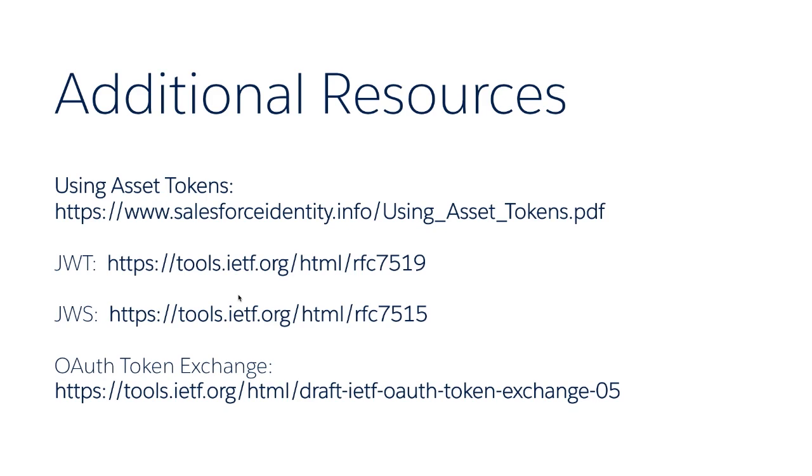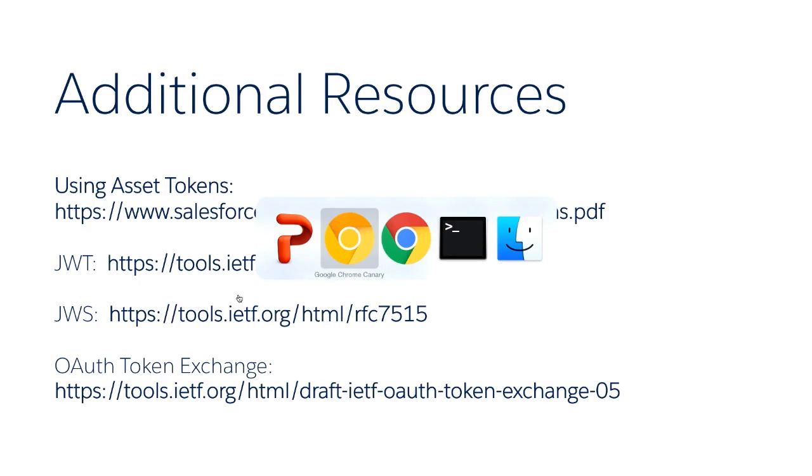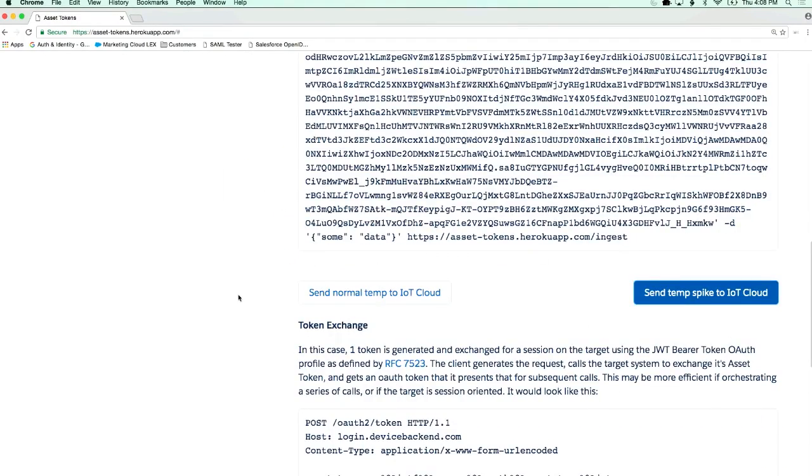So with that, I wanted to thank you for coming, but also leave a little bit of time for questions. Here's some additional resources you might want to take a look at. We have this guide. Okay, so you can go download this, and this will walk you through kind of exactly what we went through today in terms of how to set up and use asset tokens. It won't cover the IoT Cloud part of things, but it'll cover all of the issuance, how you use these, et cetera. This utility that I showed you, I forgot to post the URL here, but is at assettokens.herokuapp.com.